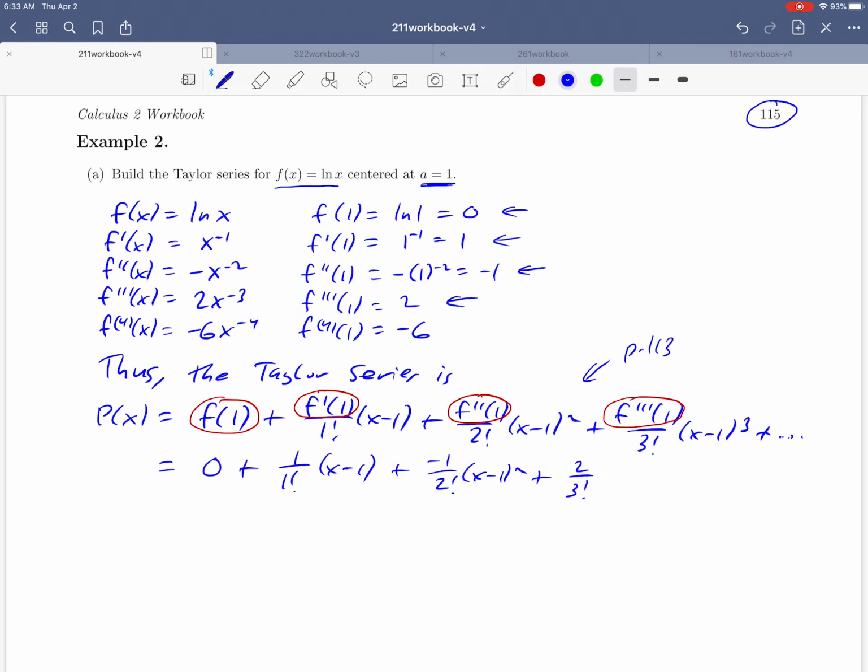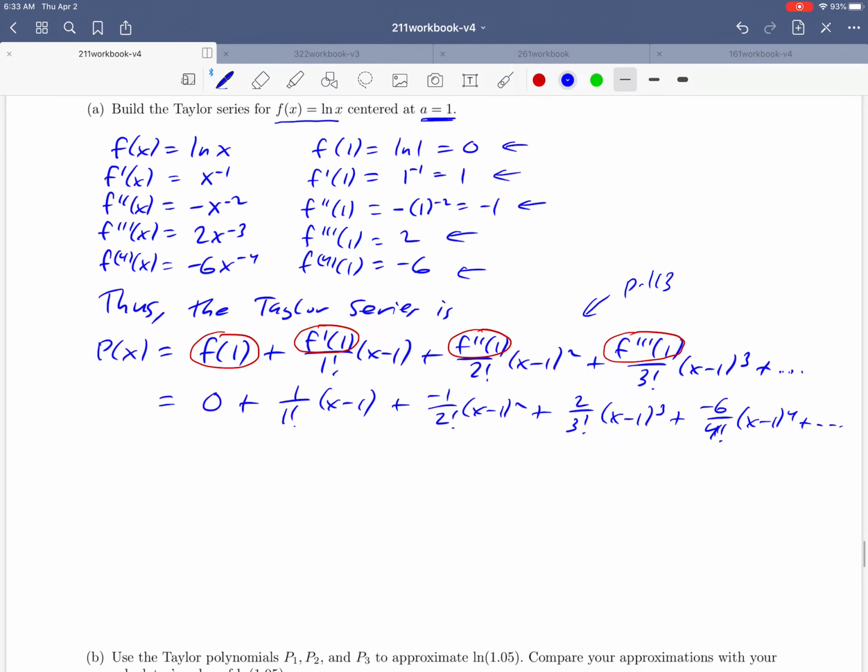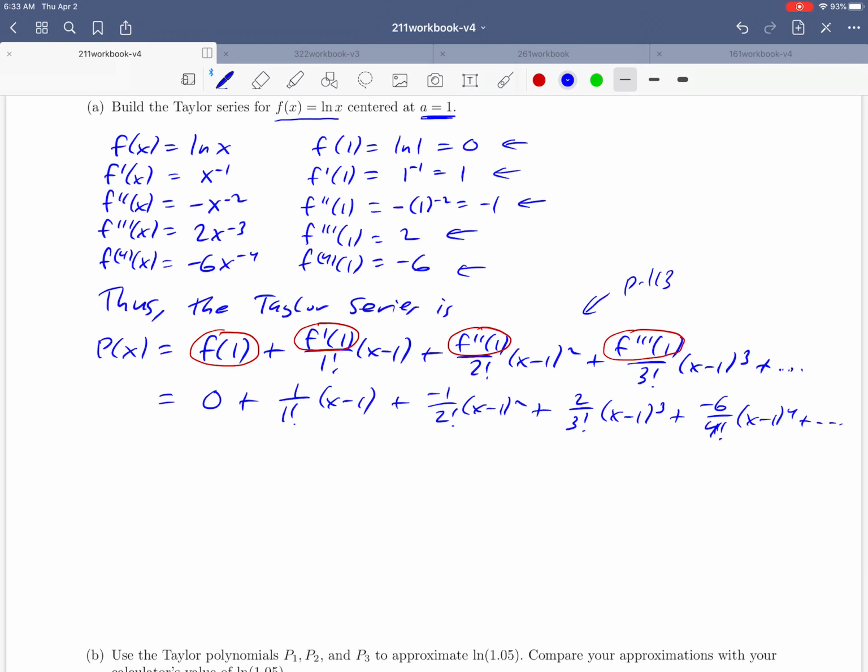Then we come to 2 over 3 factorial. Negative 6 over 4 factorial. And so on. Okay, so what we just wrote down in the last line, that would actually be an acceptable final answer. But in this case, it's instructive to maybe go one more step.